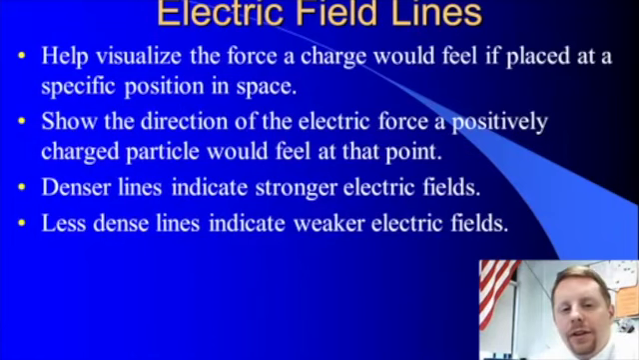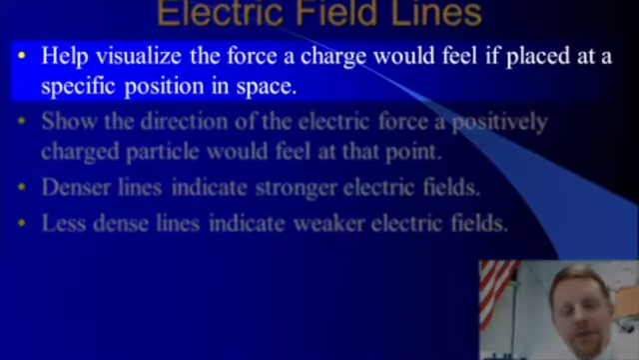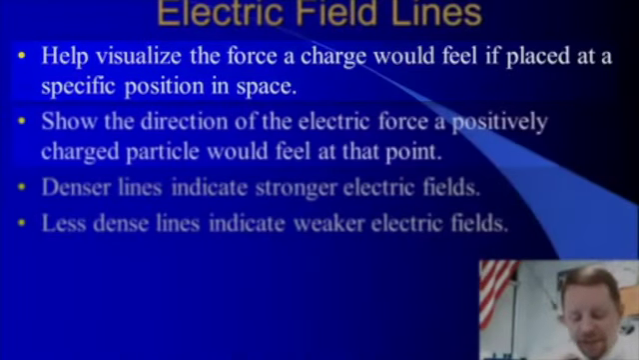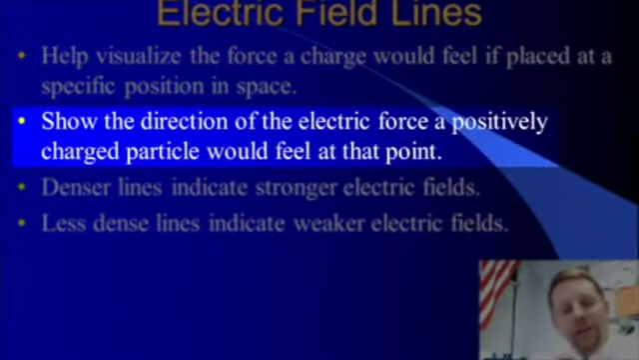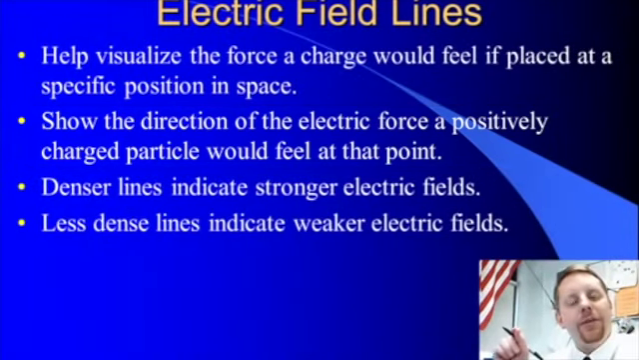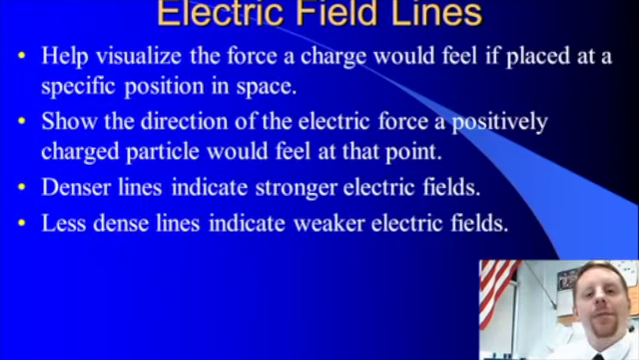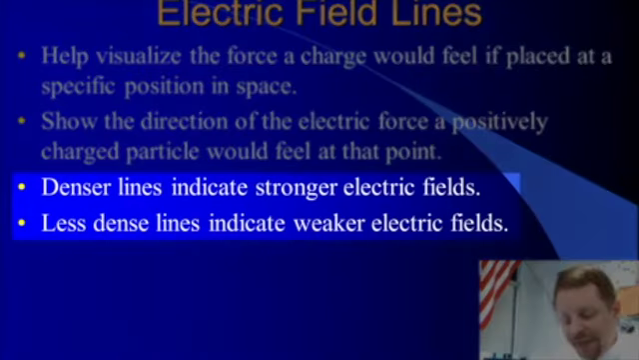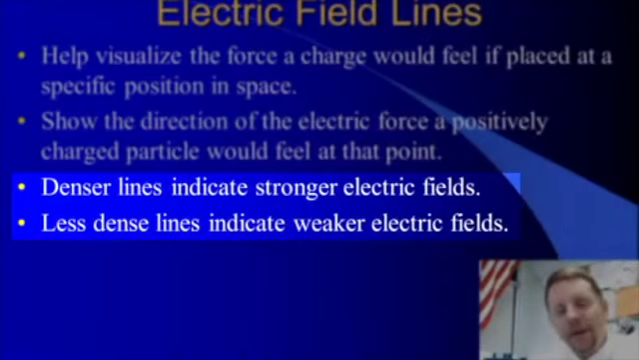Now, just like when we talked about the gravitational field, with the electric field, we visualize that by thinking about electric field lines. They help us see the force a charge would feel if placed at a specific position in space. They show the direction of the electric force on a positive charge. So if you want to know the direction, you imagine you've got a positive charge, put it in space, the direction it would feel a force, that's the direction you draw the electric field lines. If it's a negative charge, the force it would feel is opposite the direction of the electric field lines. Denser lines indicate stronger electric fields, and less dense lines indicate weaker electric fields.